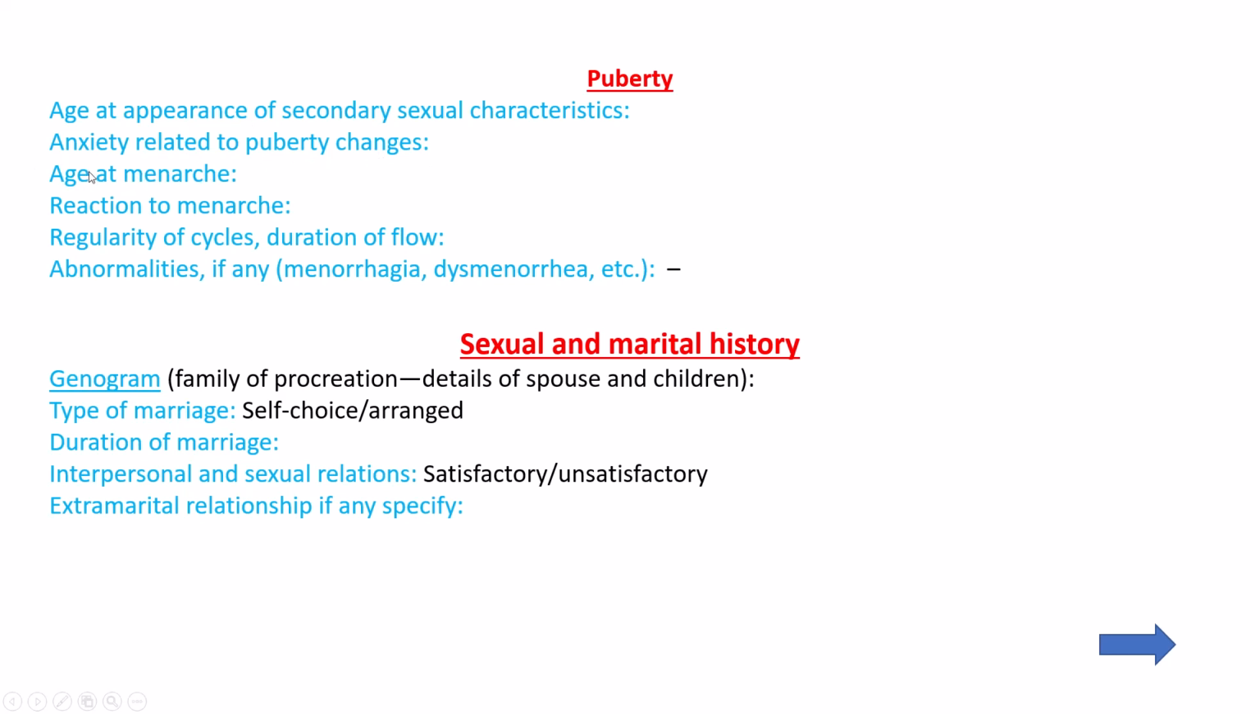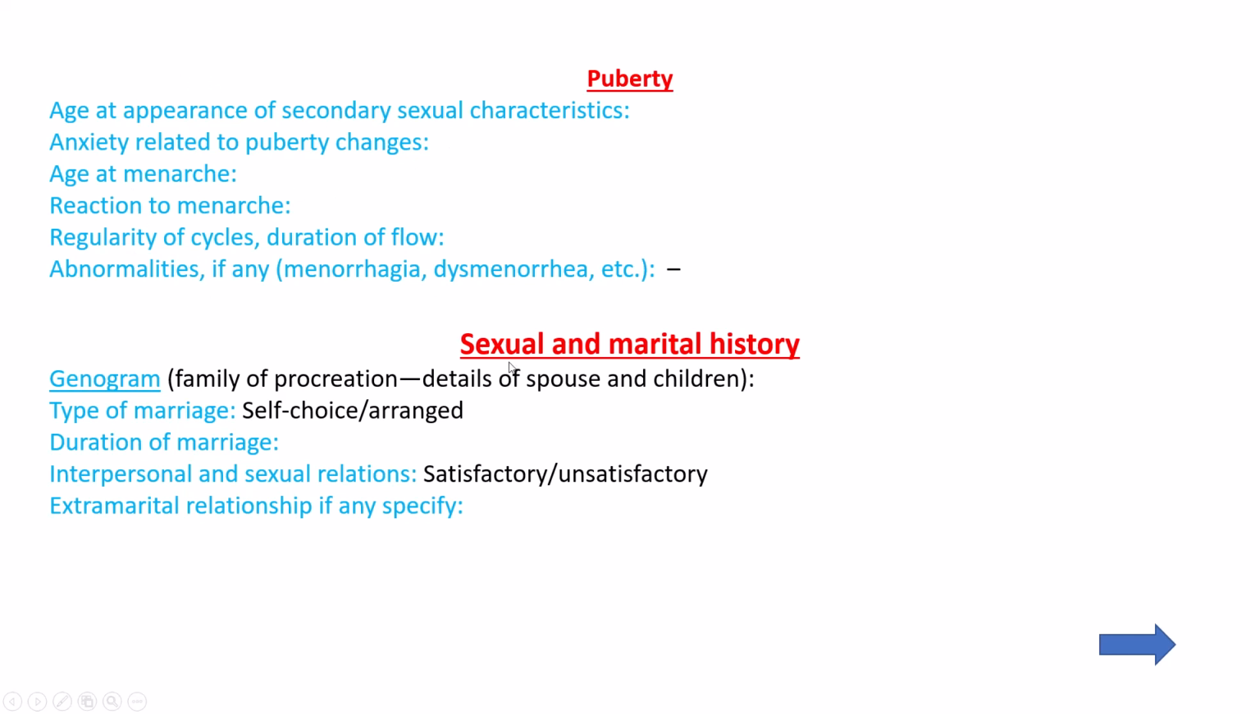Age at menarche, that we have to write. At what age? Then reaction to menarche. Regularity of cycles, duration of flow, abnormalities if any, dysmenorrhea, menorrhagia, anything there, we have to mention here. This is if it is a female patient, we can write. Otherwise, no need to write this. The first point we can write, the age at appearance of secondary sexual characteristics. Okay, anxiety related to puberty also I think we can write. These four no need to write for males. For females everything we can write.